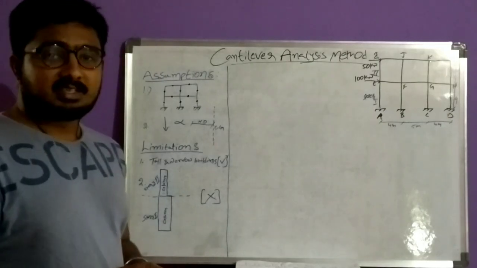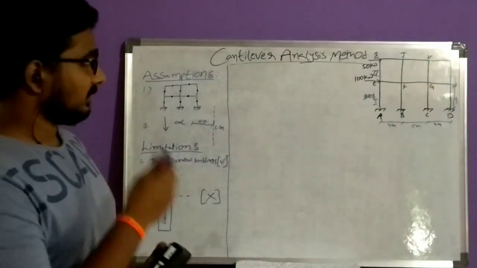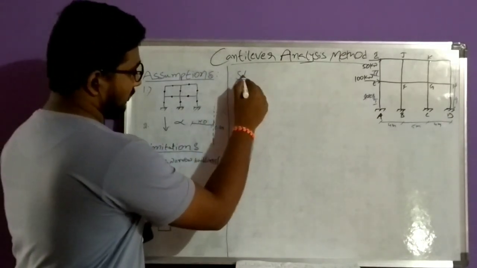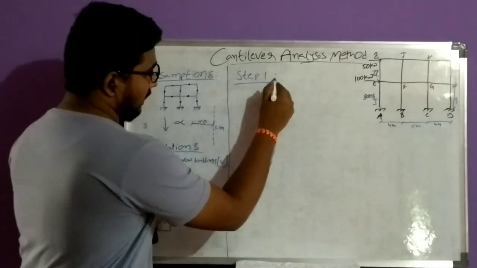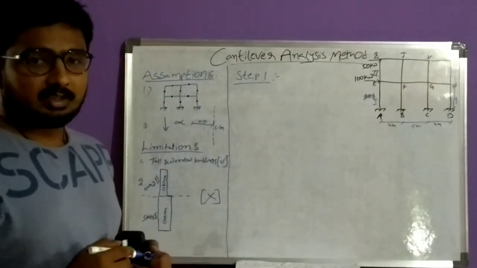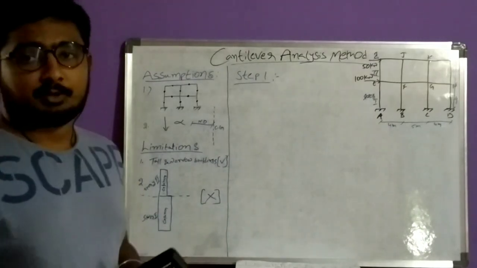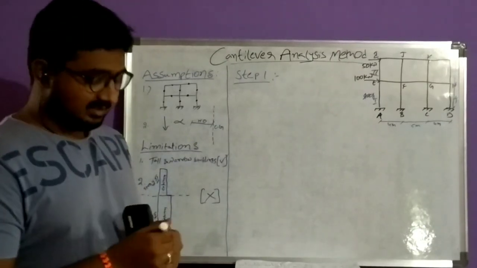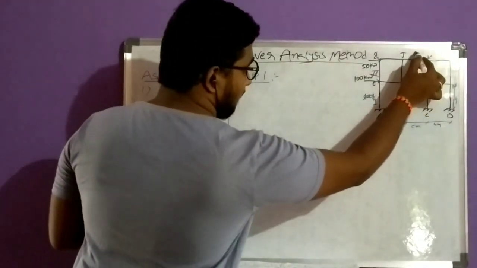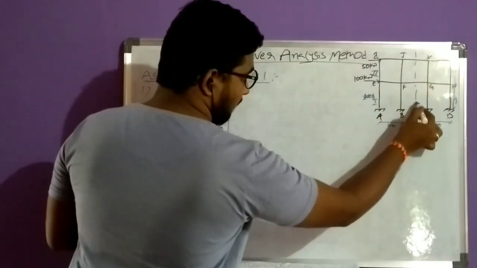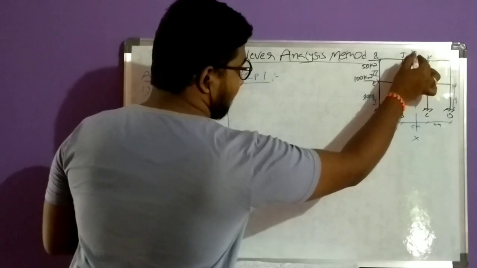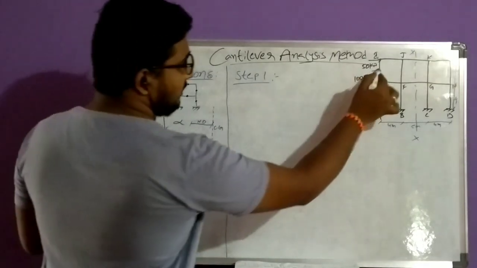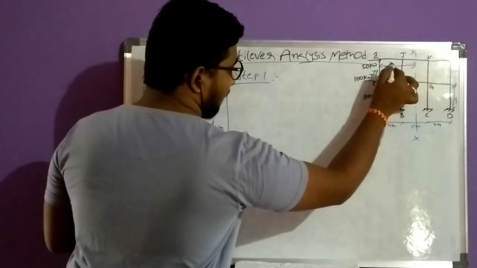So we basically have 5 steps of procedure to solve this portal frame in the cantilever method also. Coming to step 1, we have to calculate the center of gravity of the group of columns, meaning the position of the centroidal axis. Here I am assuming that xx is the centroidal axis of the group of columns in the frame. So I'm assuming this at the x dash distance.